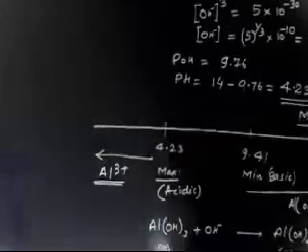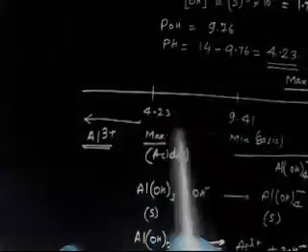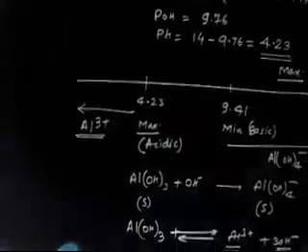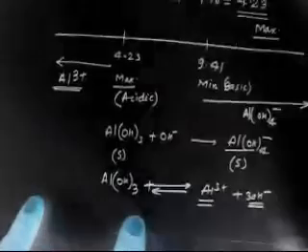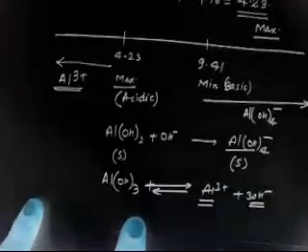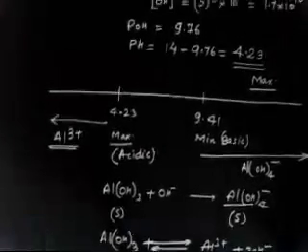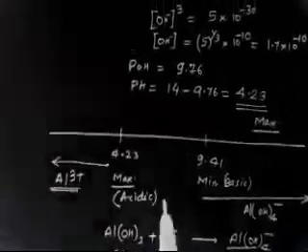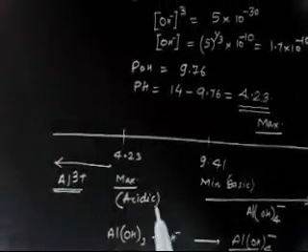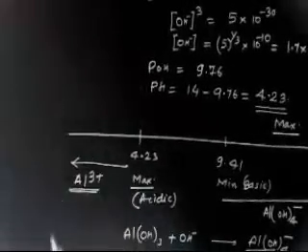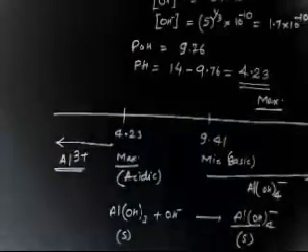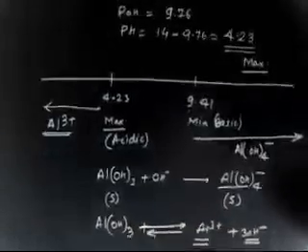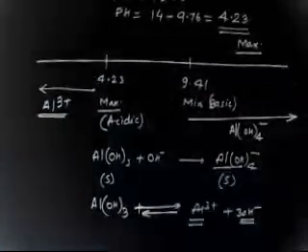Are you getting? And if the pH is in the middle, that is 4.23 to 9.41, you will have both species in solution. You will have Al(OH)4 minus and you will also have Al3+. So this is the best way to dissolve the Al(OH)3. Either you keep the pH less than 4.23 or you keep the pH greater than 9.41. Are you getting? This is used in the bauxite ore extraction of aluminium.